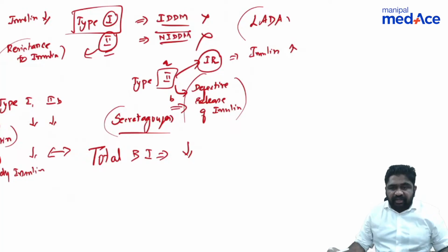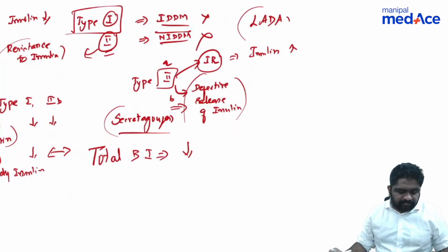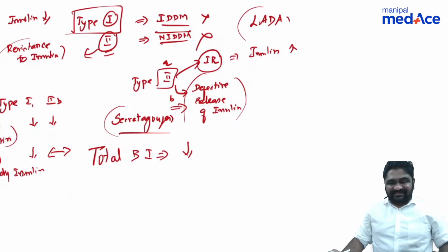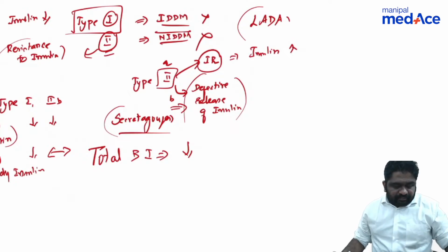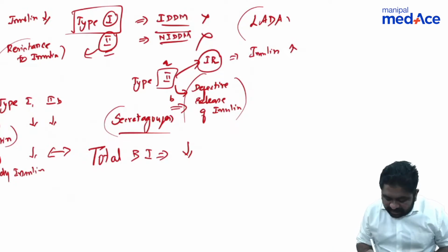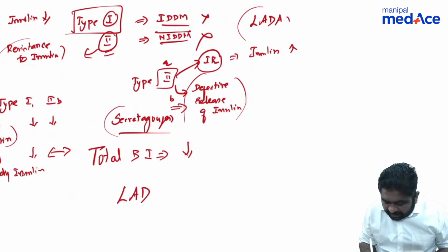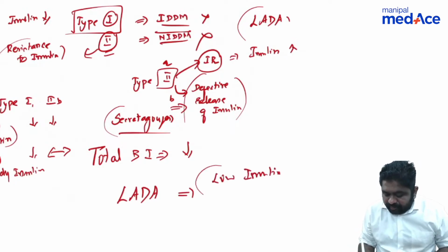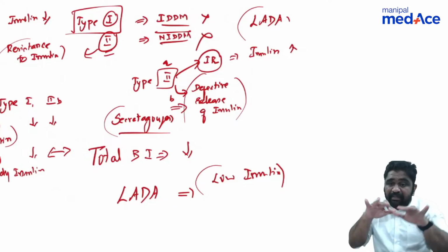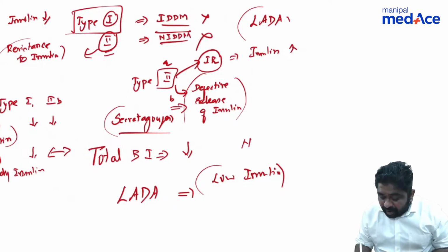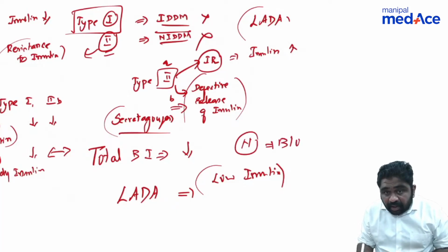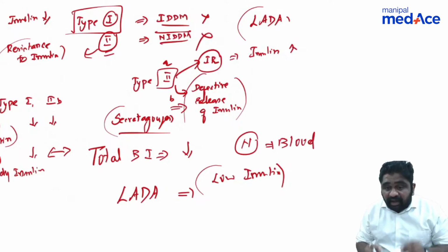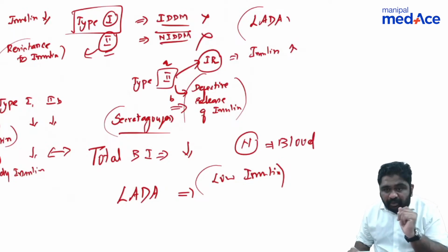In LADA, what are the insulin levels, low or high? Yes, if a patient is suffering from LADA, he is having low insulin, and these insulin levels may be normal in the blood. Remember, may be normal in the blood, but the pancreas is already containing less amount of insulin.